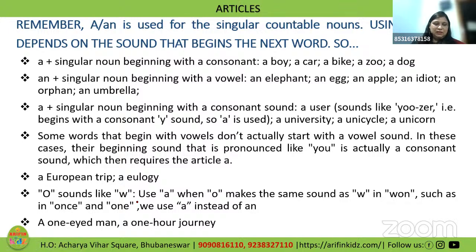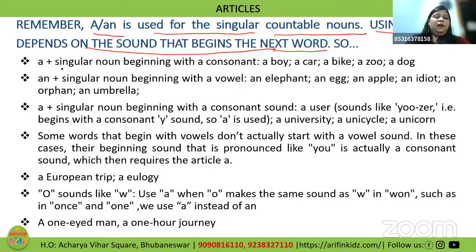So, a plus a singular noun beginning with a consonant. It is not written whether it is a consonant letter or a consonant sound, but if you can see, it is written: remember, a or an is used for singular countable nouns. We always use it with a singular countable noun. We cannot use it with what? Uncountable nouns. And using a or an depends on the sound that begins the next word.